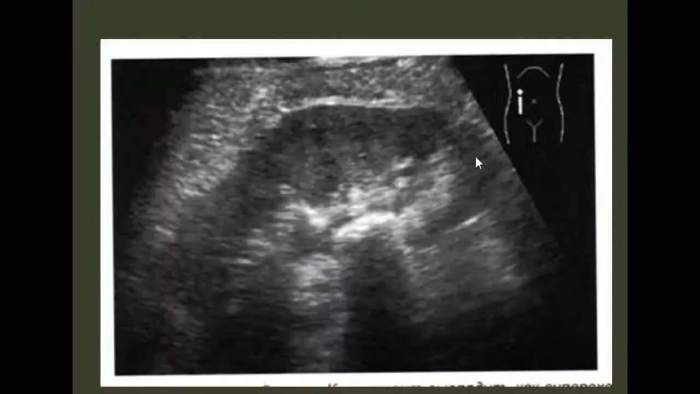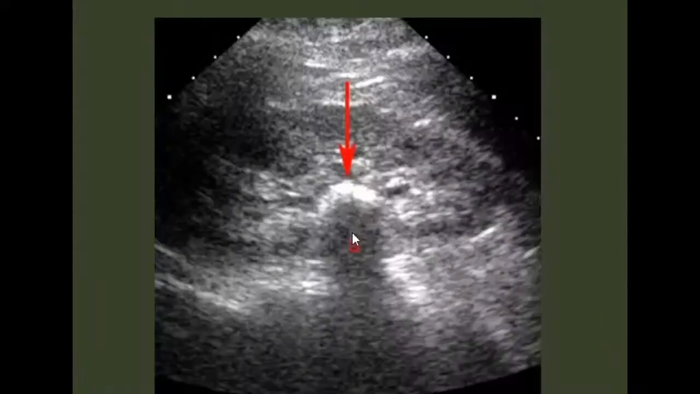Also, this film demonstrates the kidney, and a stone which localizes in the pelvis, with a shadow behind it. We can also call it an echo-free zone or shadow behind this stone. This picture demonstrates also a stone of the kidney. You can see parenchyma, and the stone and shadow behind this stone.